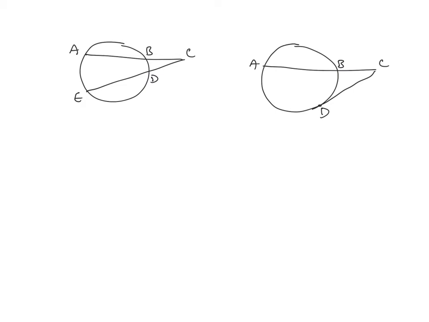Okay, so here's the big thing with this theorem. Remember, we're talking about the lengths of the segments. Outside times the whole thing. Okay, so on this one on the left, what's the outside? CB. What's the whole thing? CA. And then the other line, the outside, CD, and the whole thing is CE.